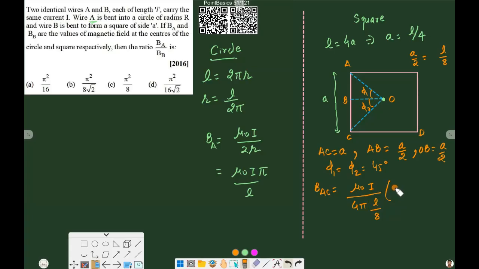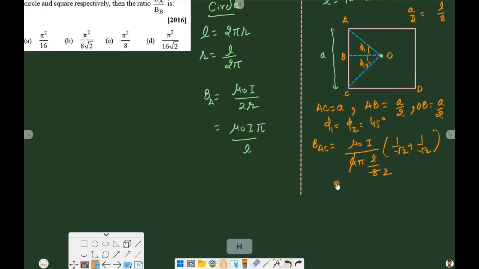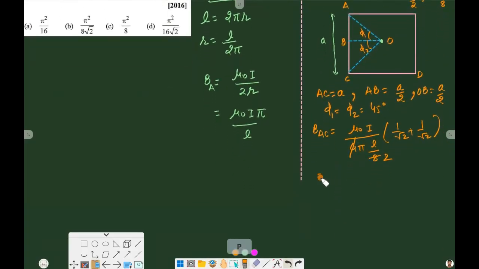Here sin phi 1 plus sin phi 2, sin 45 is 1 by root 2 plus 1 by root 2. And from this we have 2 here. So this magnetic field comes out to be 2 mu naught I divided by pi L, and we will have here 1 plus 1, 2 by root 2, so root 2. Now this is due to one conductor.